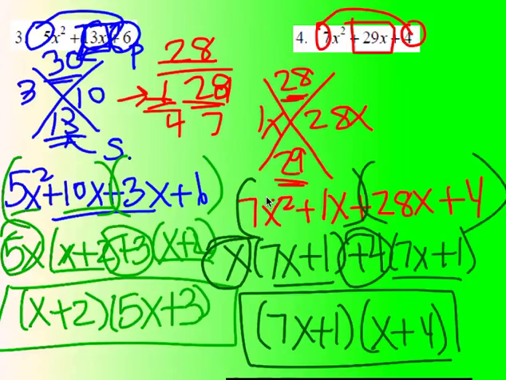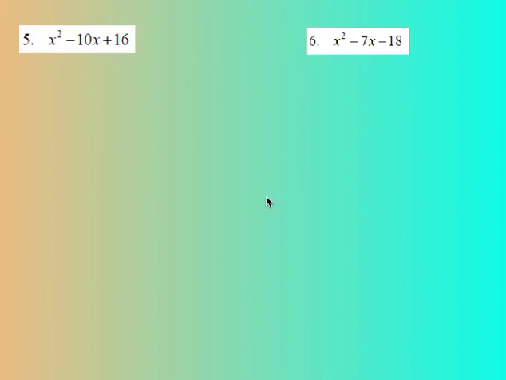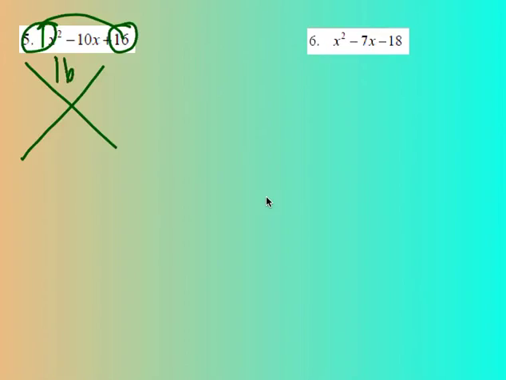Now let's take a look at number 5. For number 5, I'm going to go ahead and set up my x. Even though there's no number here, that's the same as a 1. So I'm multiplying 1 times 16, and that's going to give me a positive 16. But here, I'm multiplying to a negative 10. Whenever you have a positive product and a negative sum, both of your signs need to be negative. Because if you think about it, in order to multiply to a positive number, your signs need to be the same. And if they need to add to a negative number, both the signs need to be negative.